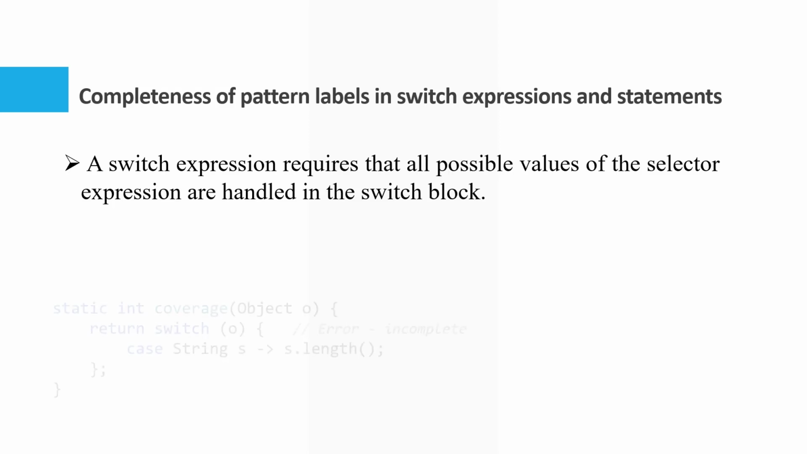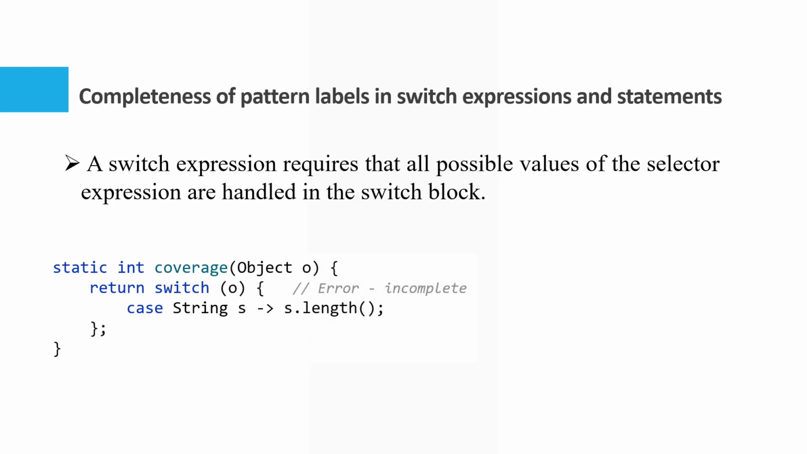Consider this pattern switch expression. The switch block has only one case label, case String. This matches any value of the selector expression whose type is a subtype of String. We therefore say that the type coverage of this arrow rule is every subtype of String. This pattern switch expression is incomplete because the type coverage of its switch block does not include the type of the selector expression.